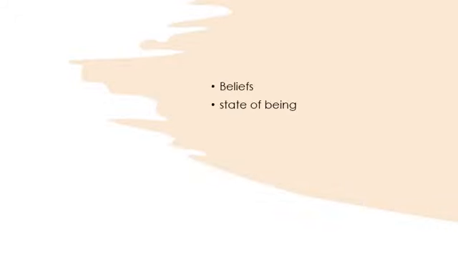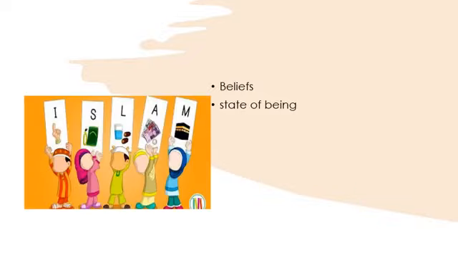Abstract nouns also explain your beliefs. Belief means your religious beliefs. For example, Islam. Abstract nouns also explain your state of being. It means your current state or mood. For example, I am happy. This is your state of being. You can experience it only. You cannot taste, smell, see, or hear it.